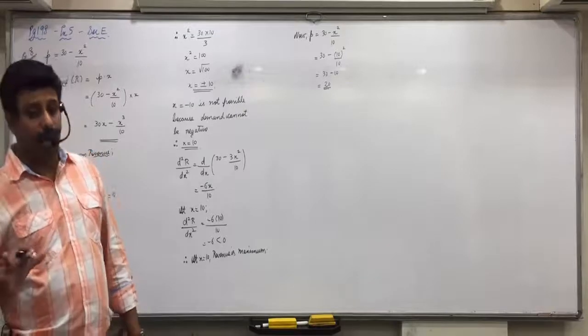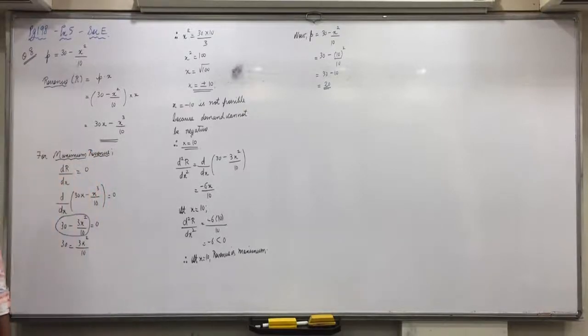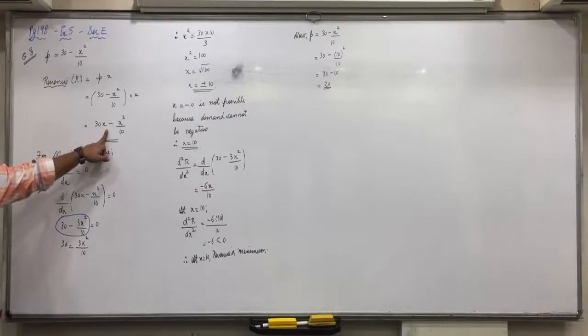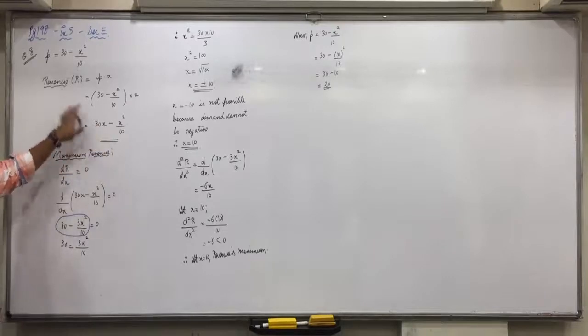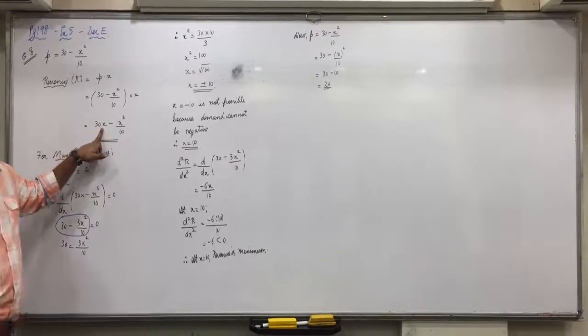Maximum revenue itself is not asked in the question. But if maximum revenue is also asked, then in the revenue function you will put the value of x. Suppose maximum revenue was also asked, then in this revenue function we would have put x equals 10.